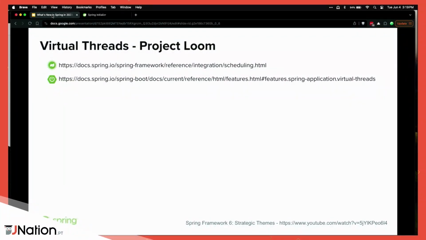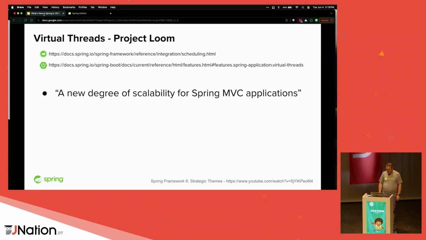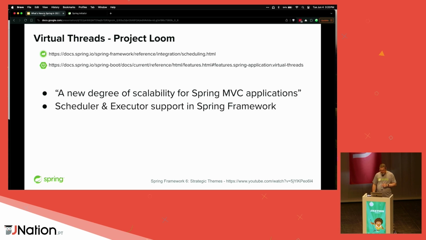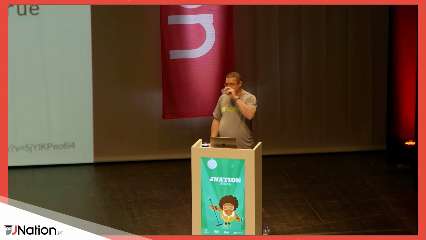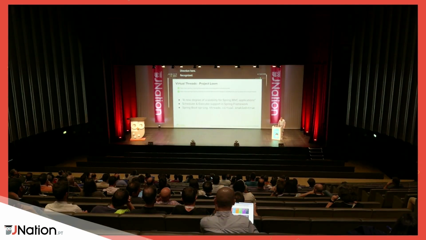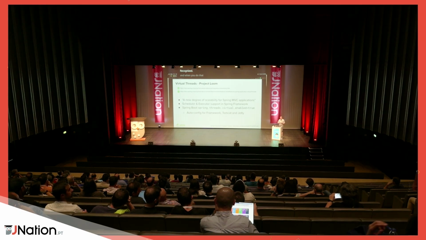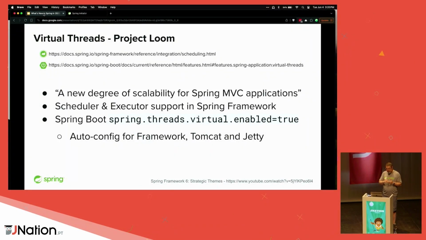Next, we'll talk a little bit about performance. So virtual threads, the former project Loom. Juergen Hoeller, the lead of the framework project, said it was a new degree of scalability for Spring MVC applications. So they've added support for virtual threads in the schedulers and executors. And if you're using Spring Boot, all you have to do, for the most part, is set this setting to true. And when you do that, there's auto-configuration for your container, for the framework, and other things to have virtual threads enabled.